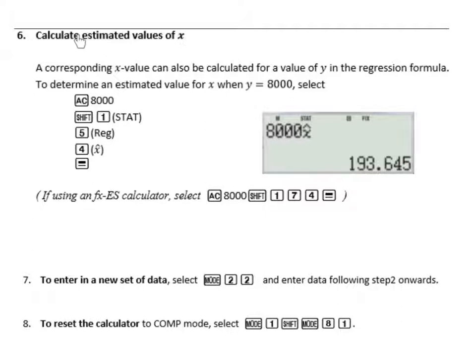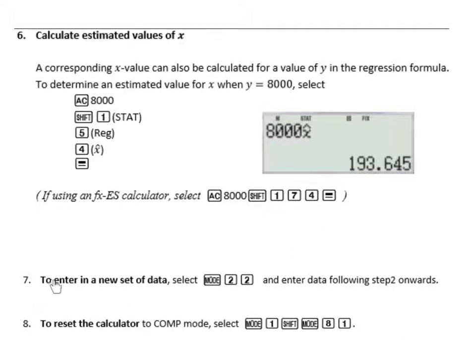Part 6. To calculate estimated values of x. A corresponding x value can also be calculated for a value of y in the regression formula. To determine an estimated value for x when y is equal to 8,000, we select AC and input 8,000, Shift 1, which gives us stats, 5 for regression, 4 for x hat, and equals, and this should show up 193.645. If using an FX ES calculator, select AC, input 8,000, Shift 1 7 4, and equals.